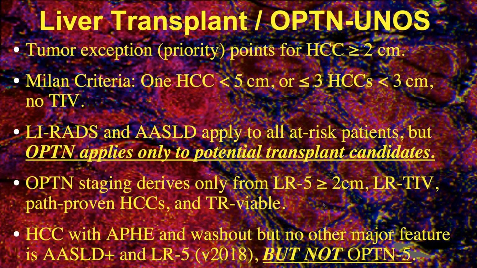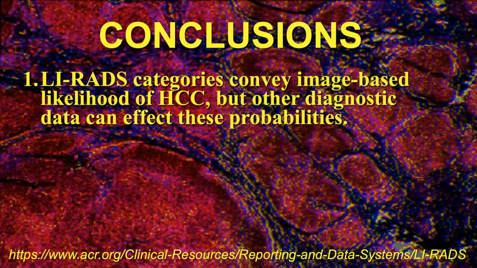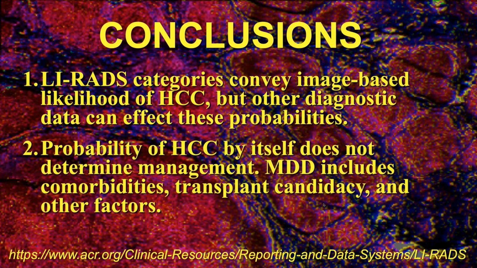So an HCC with arterial phase hyperenhancement and washout, but no other major feature, is AASLD positive for HCC and LI-RADS 5 as of 2018. But this is still not OPTN 5, so capsule becomes an important part of it. It's one little scenario, but be aware that they're not identical. So in conclusion, LI-RADS categories convey image-based likelihood of hepatocellular cancer, but other diagnostic data can affect these probabilities. And the probability of HCC by itself does not determine management. Multidisciplinary discussion includes comorbidities, transplant candidacy, and other factors. Thank you for your attention.